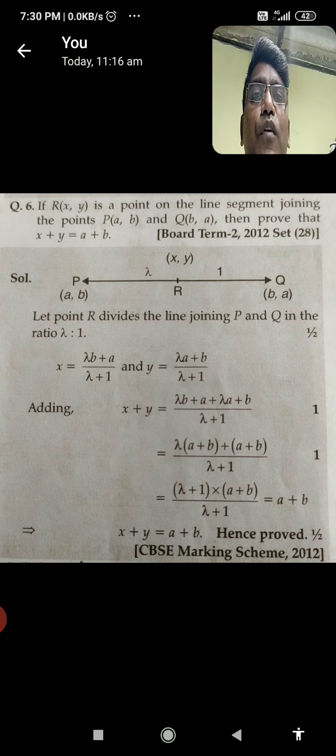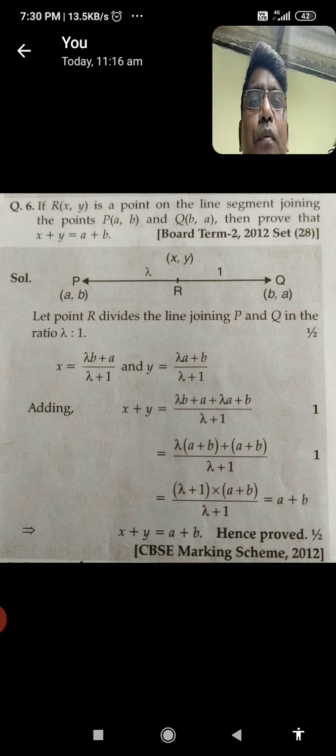You know the formula: m1 y2 plus m2 y1 by m1 plus m2, that is the y coordinate, and m1 x2 plus m2 x1 upon m1 plus m2 is the x coordinate. So directly we are getting x is this, y is this. What do we want to find? x plus y. So I am substituting in x plus y. Then you see the denominator is the same, lambda plus 1, lambda plus 1. Directly you are going to add the numerators. So you are getting lambda, 2 terms are there, we take out the common lambda. You are getting lambda (a plus b) plus the remaining a plus b only. Again we are taking out these 2 terms, a plus b outside. What will we get? Lambda plus 1.